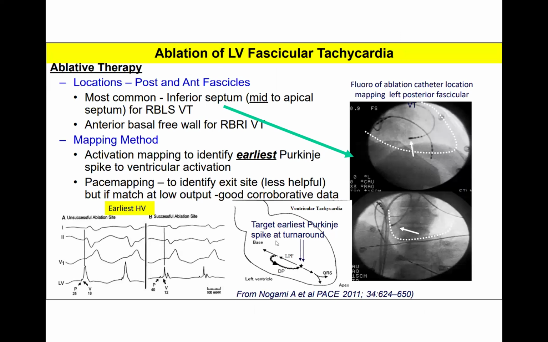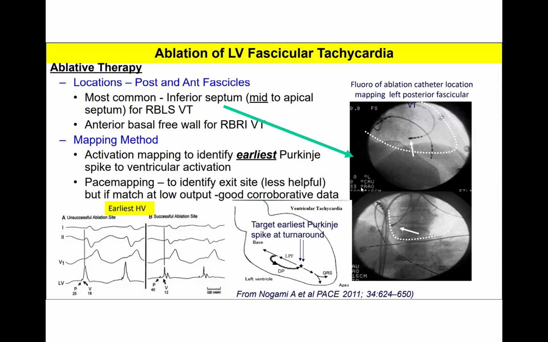So next, the ablation of ventricular tachycardia, the ablation of fascicular tachycardia. As we said, the locations are the posterior and anterior fascicles. Most commonly for the left posterior fascicular VT, the most common ablation site is the inferior septum. As you see here, it's the inferior septum, mid to apical septum, and right ventricular base, left ventricular base. So for the right bundle branch, right inferior axis deviation VT, we have to make a more anterior and basal free wall ablation. So how to map?